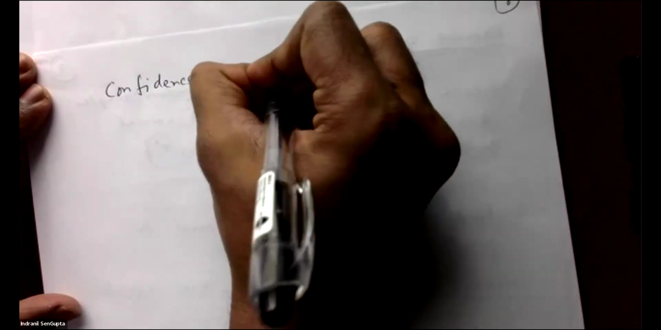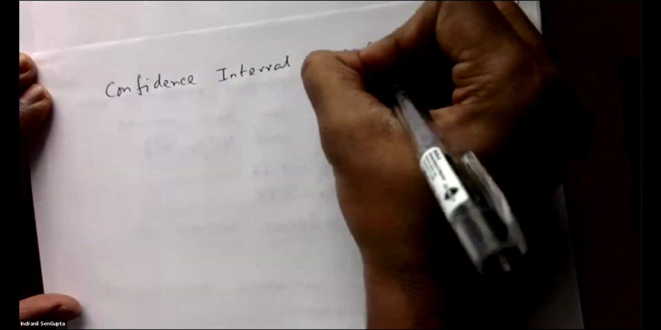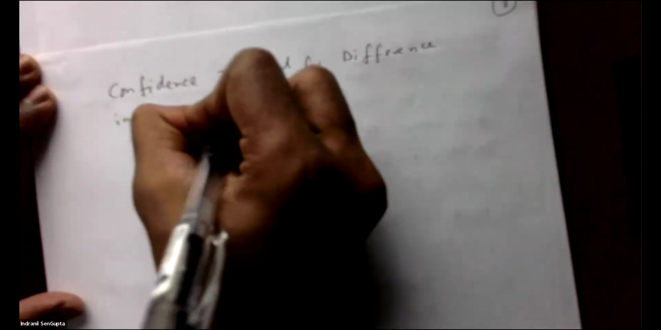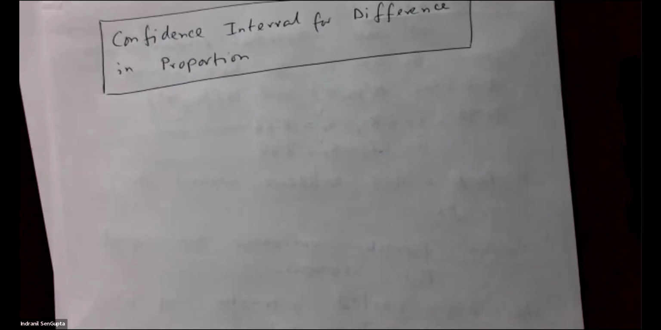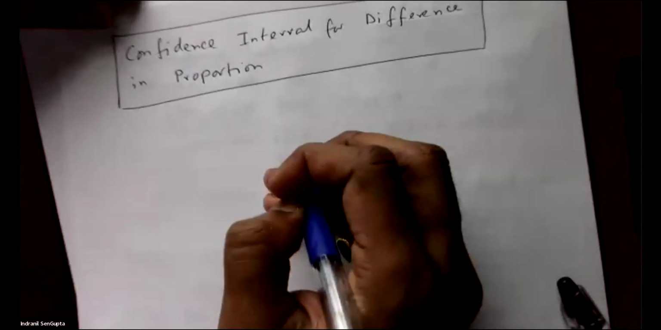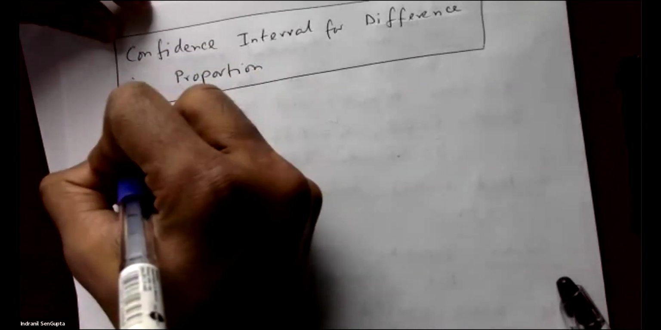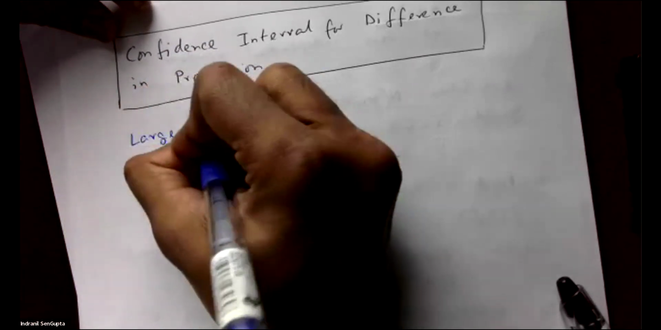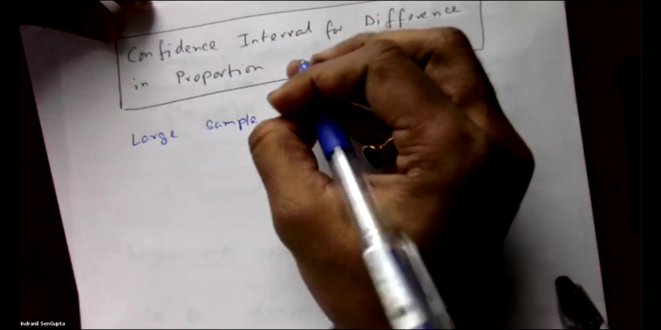So let's write this first: a confidence interval for difference in proportion. The last one was for the mean, and this one would be for proportion, which is very similar though. Now, before doing that, let's quickly cover one thing that we didn't really do last time. This is called the large sample confidence interval.